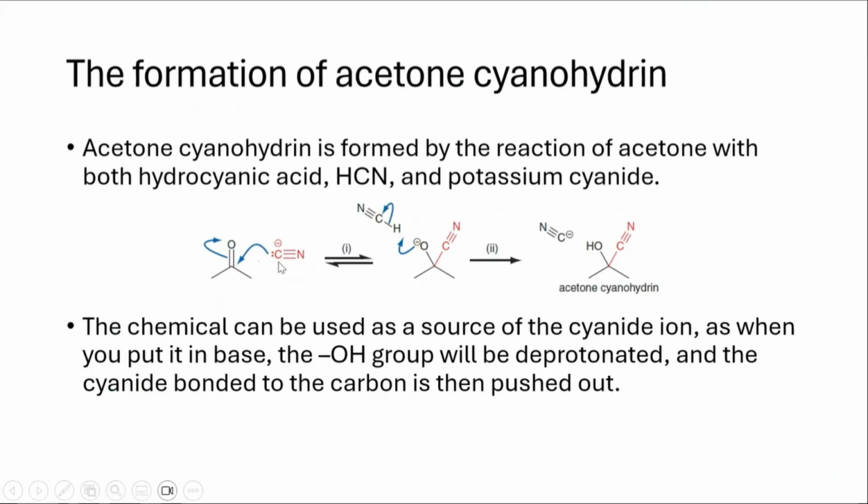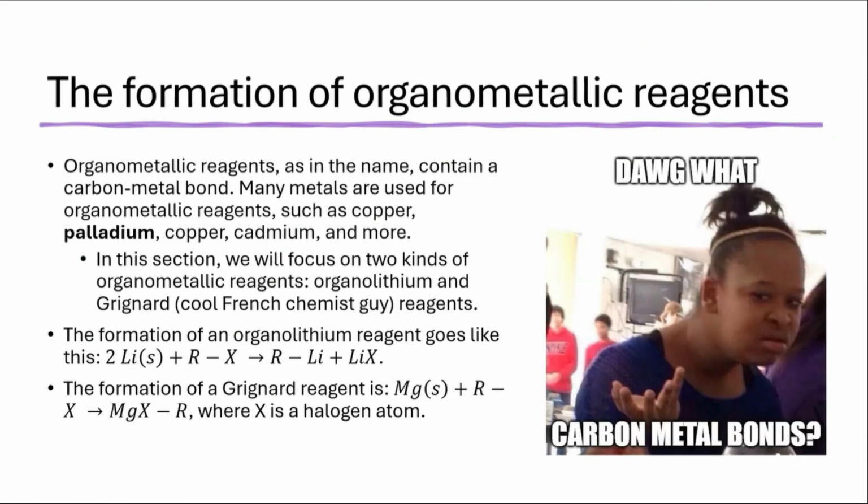and the cyanide ion. So next I want to focus on how we can form these things known as organometallic reagents. Organometallic reagents, in the name, contain a carbon-metal bond. In fact, organometallic chemistry is actually very interesting. Many metals are used for organometallic reagents, such as copper and palladium. In this section, we'll focus on two kinds of organometallic reagents: organolithium, which implies a carbon-lithium bond, and Grignard reagents. Grignard was a really great French chemist, and he discovered these reagents.